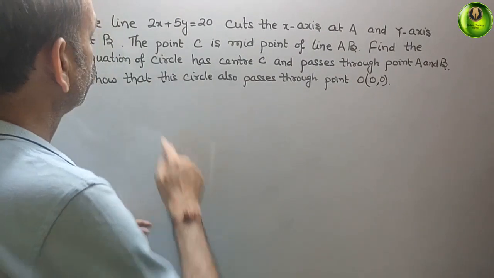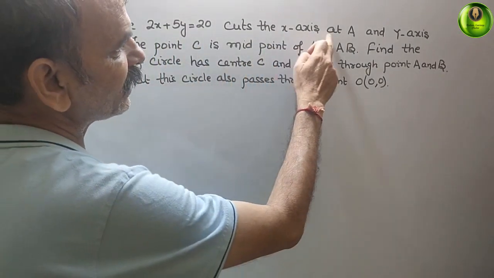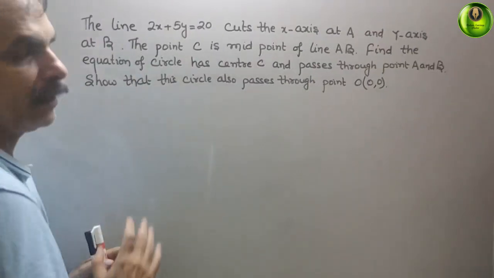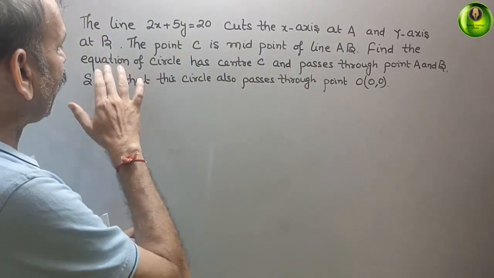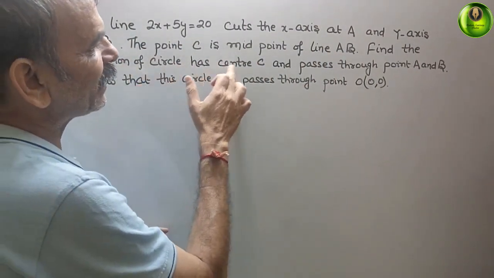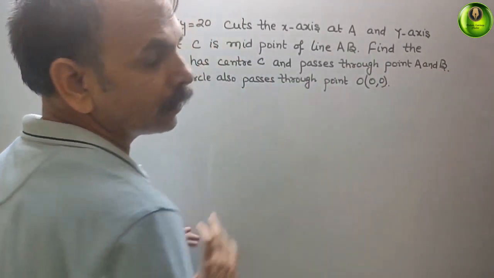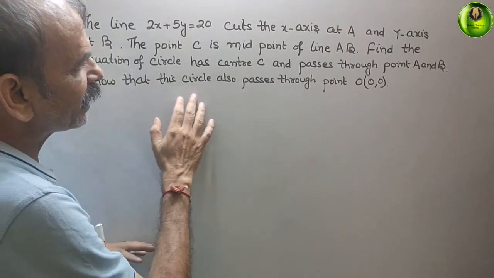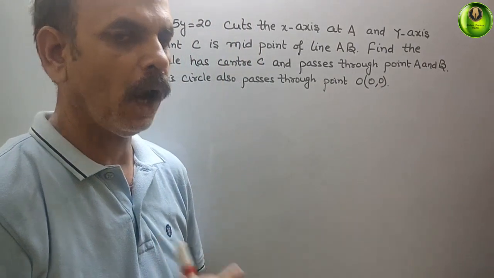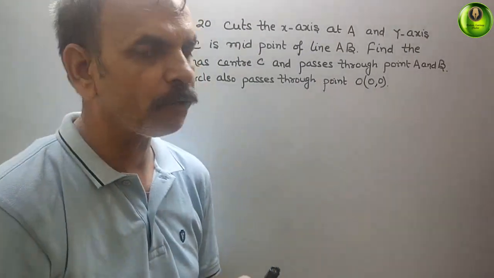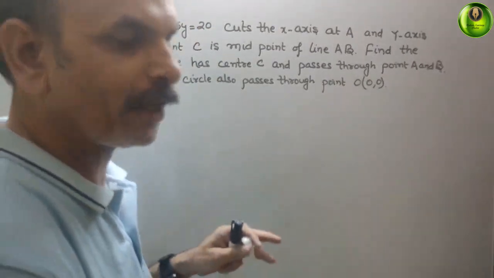Your question: the line 2x + 5y = 20 cuts the x-axis at A and the y-axis at B. The point C is the midpoint of line AB. Find the equation of the circle that has center C and passes through the points A and B. Show that this circle also passes through the point (0, 0). How? First, we have to draw the line on the coordinate plane.